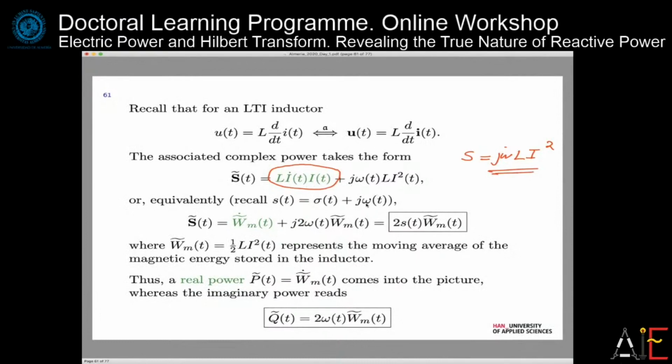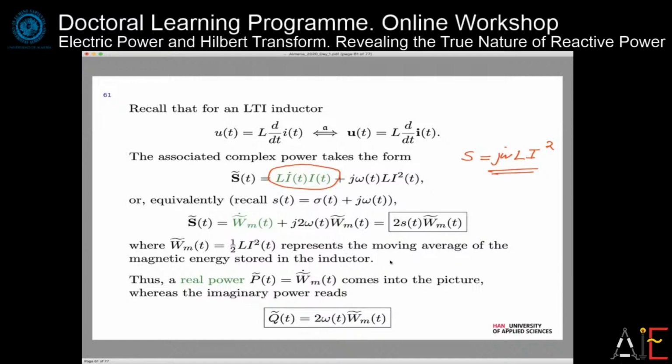And now, if you use the fact that we had this generalized or Laplace variable, or better maybe this local complex velocity or frequency, if you like to call it like that, then I can rewrite this in this way, and that is perhaps a bit more physically appealing, in the sense that this W_m is just the moving average of the magnetic energy stored in the inductor. It's just the half L i squared, but it depends on t.